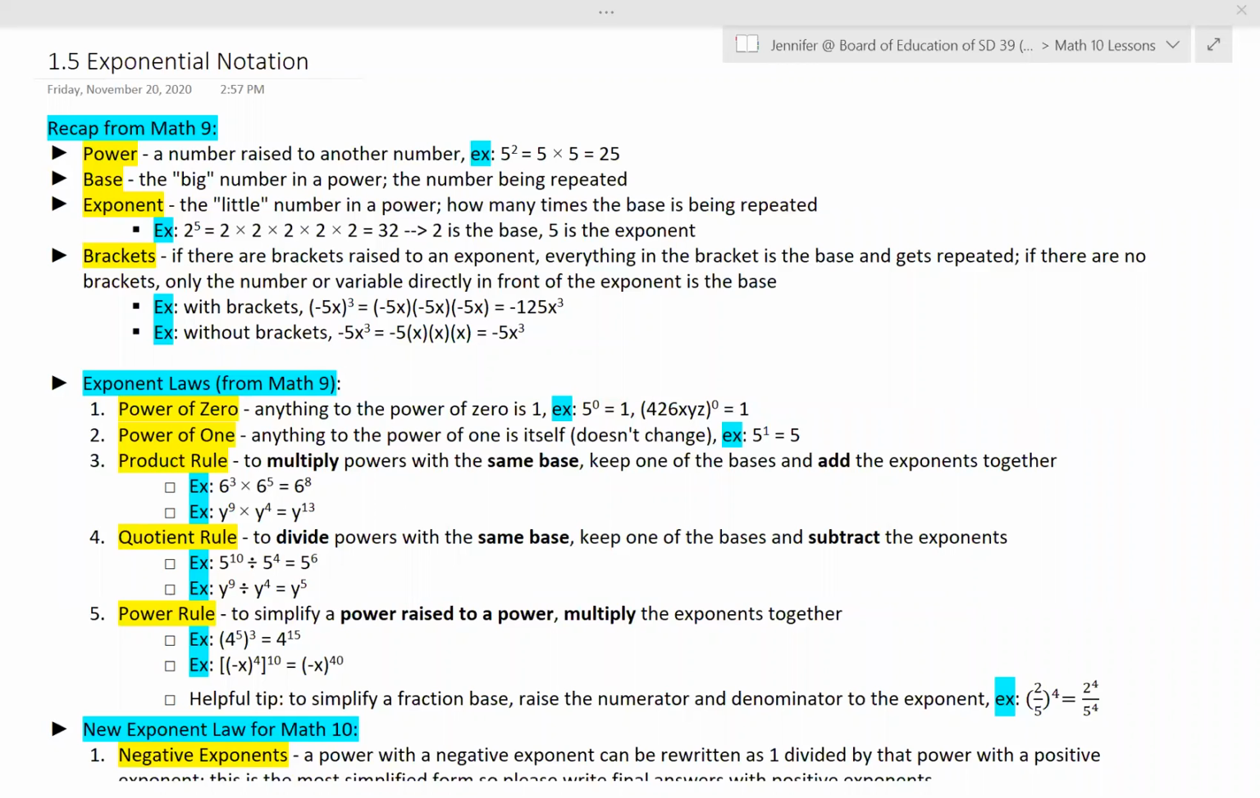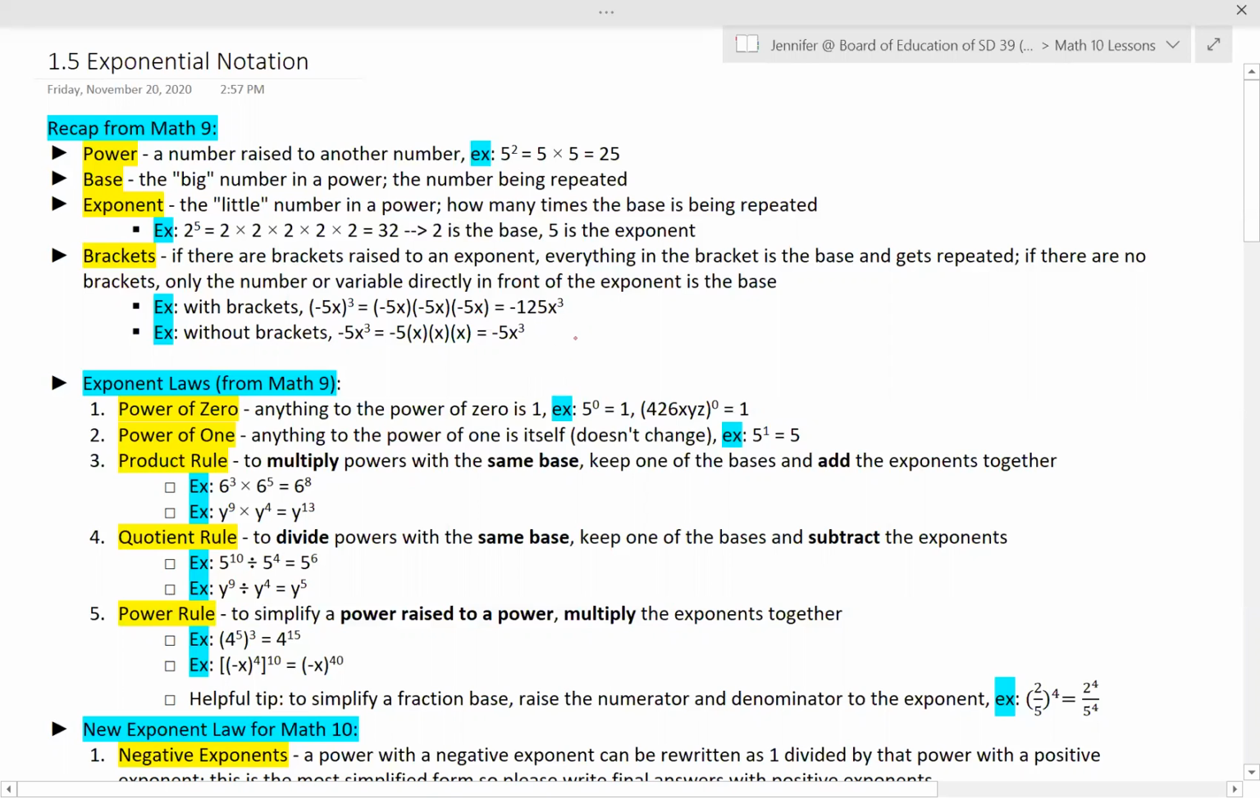You have to be careful when there are brackets, because if you have a big term in brackets, and that's to an exponent, then the entire thing in the brackets is the base. So in this example right here, in brackets, you have negative 5x, and that whole thing is raised to the power of 3. So the base is negative 5x. That gets repeated over and over to give you negative 125x cubed.